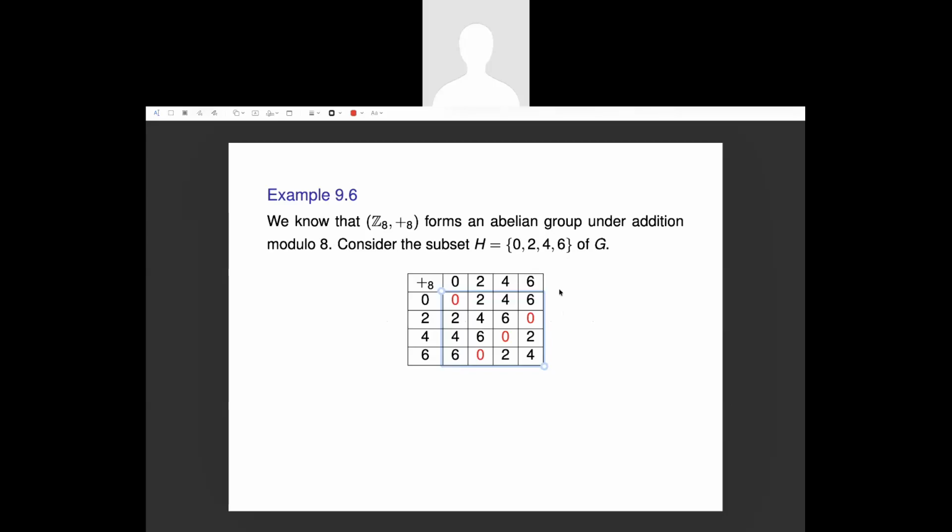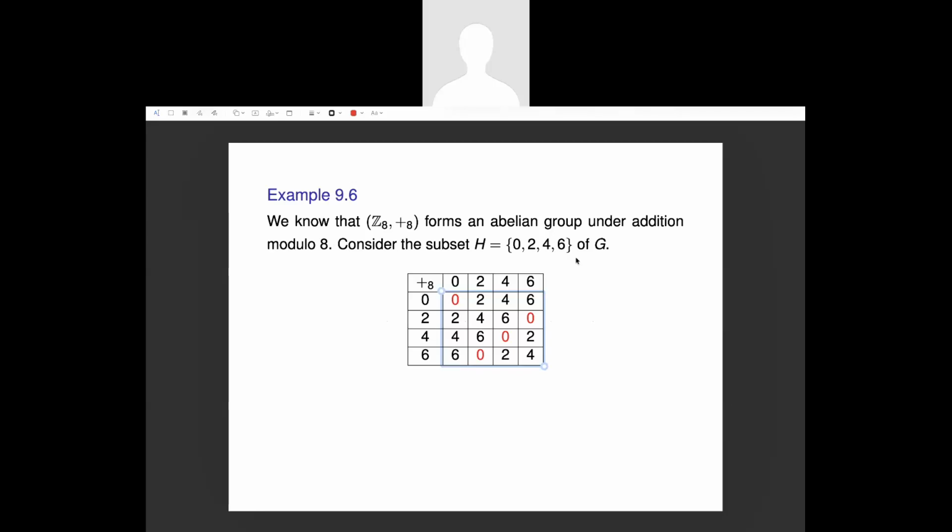So H is closed. Now we check whether every element has an inverse. The inverse of 0 is 0, the inverse of 2 is 6, the inverse of 4 is itself, and the inverse of 6 is 2. So every element has an inverse. If 2 is an element of H, then its inverse also belongs to H.